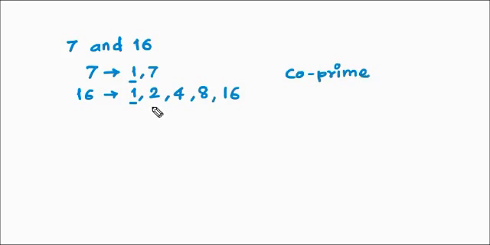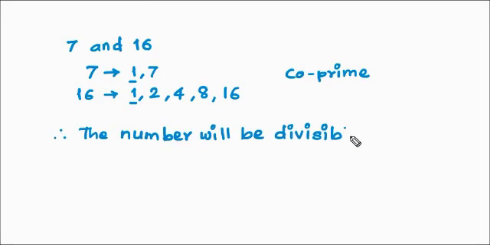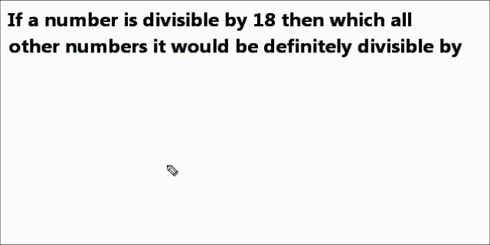And in case of co-prime numbers, we know that if a number is divisible by these co-prime numbers, then it is also divisible by their product. Therefore, the number would be divisible by their product, 7 multiplied by 16, and that is 112.